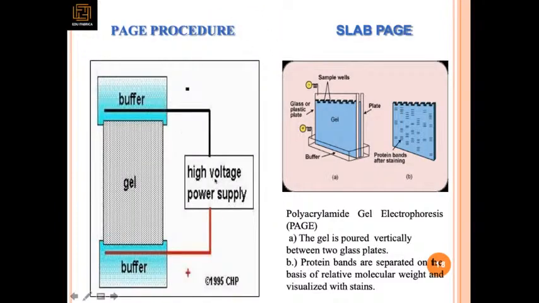We can see our gel with the buffer with high voltage. So it's been stacked together in these two slabs, and our sample is poured from the top, so it's a vertical one. So vertically you have two glass plates with the gel poured between them, and protein bands can be separated according to their relative molecular weights, and we can visualize them with various stains. So in this way, we get our stains like that.